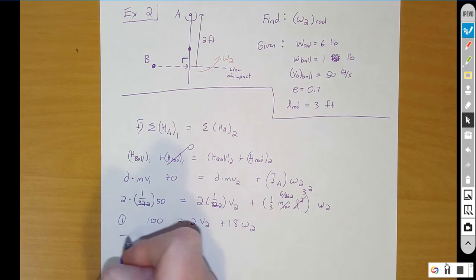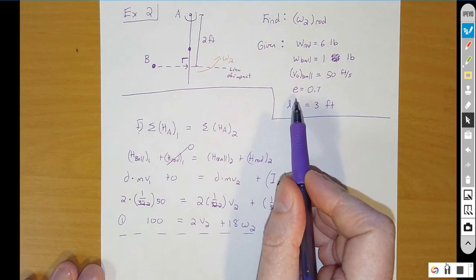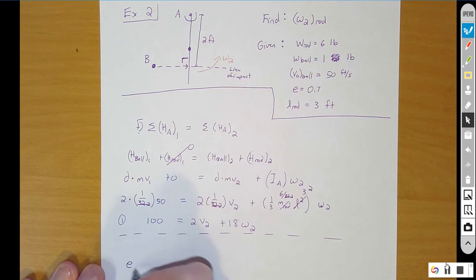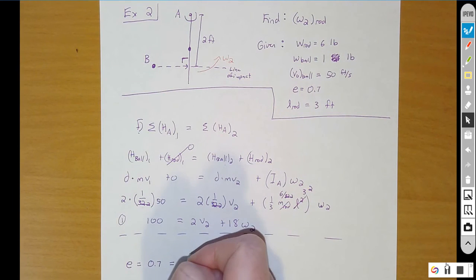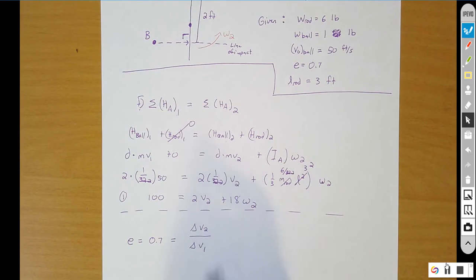Just like with particles, we need to get an equation 2. Our equation 2 will come from the coefficient of restitution, which we were given as 0.7. So we know that e is 0.7, and that is going to be equal to the difference in V2, so the exit velocities over the initial velocities. And then one of these has to be negative. It doesn't matter which one. So I'll just make the top negative.